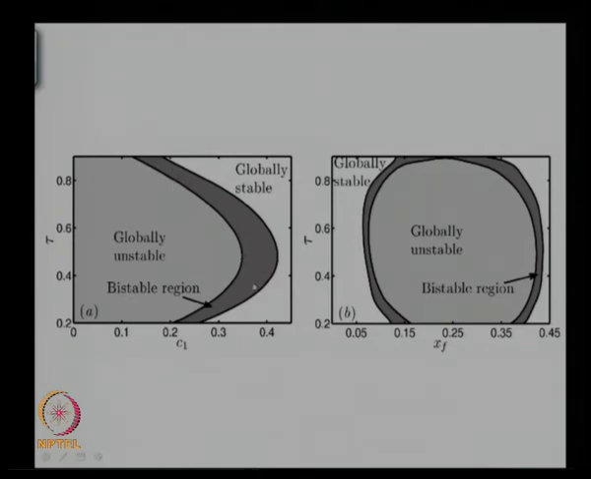And in between, there is a region called the bistable region. From the point of view of life, I would call it potentially unstable. Things can go wrong and it may go wrong, but it need not, you can survive also.